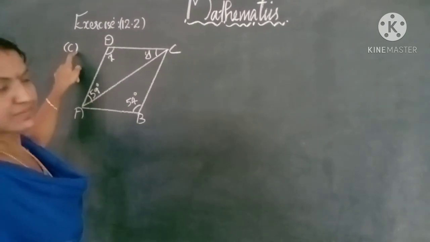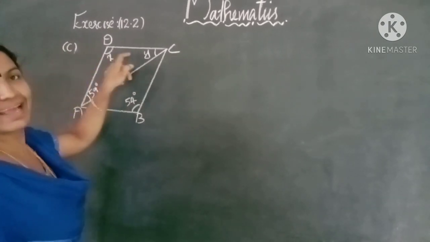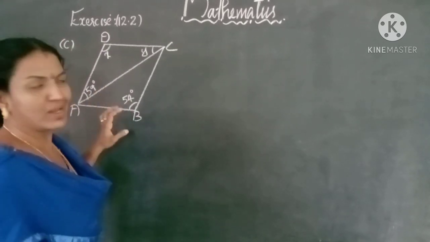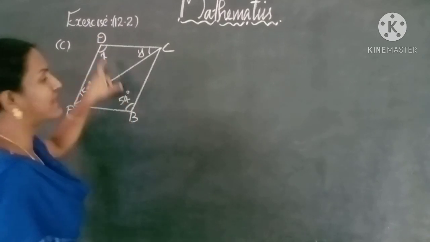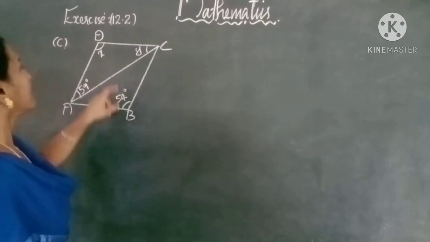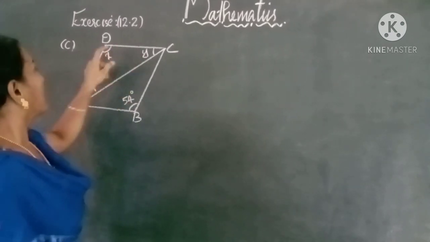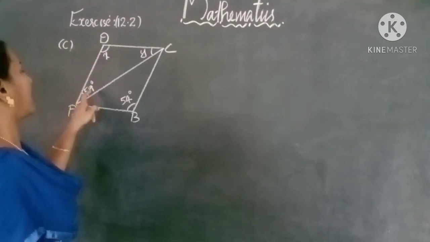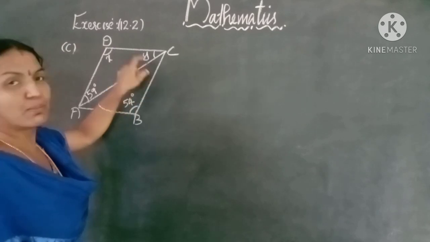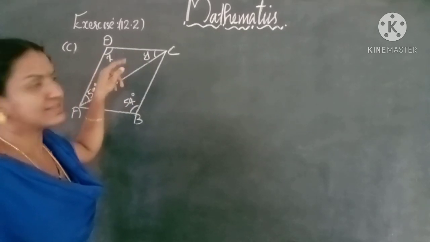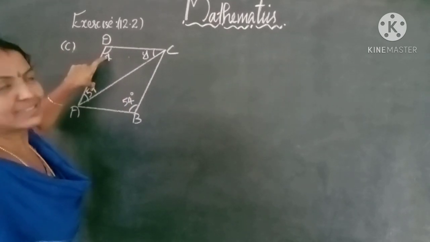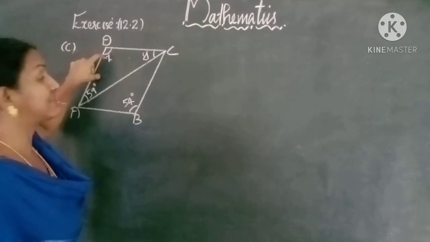Next, option C, you have to find out the values of x and y. In the parallelogram ABCD, the opposite angles are equal. So, B and D are opposite angles. So, x is equal to 54. Then we have to find out the value of y. X is equal to 54 and this angle is 59. So y is equal to, by applying the angle sum property of a triangle, the sum of the interior angles of a triangle is 180 degrees. Adding these two angles, subtract this from 180.